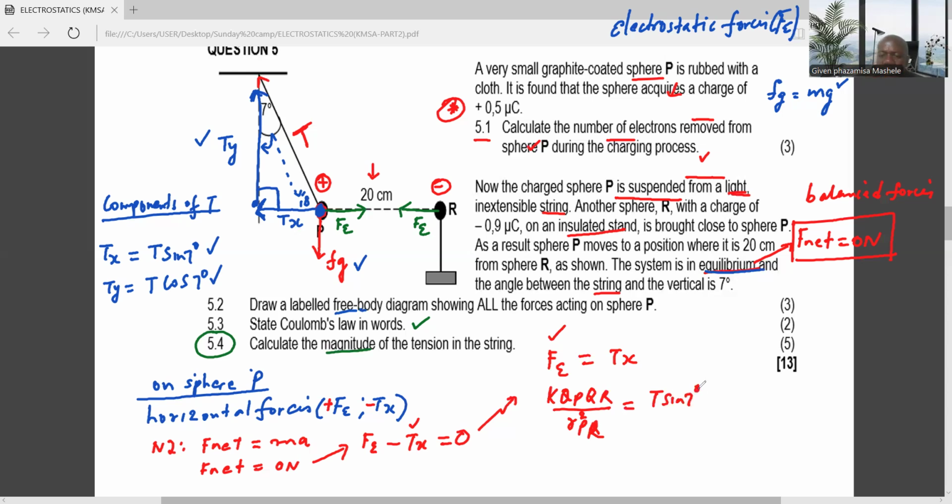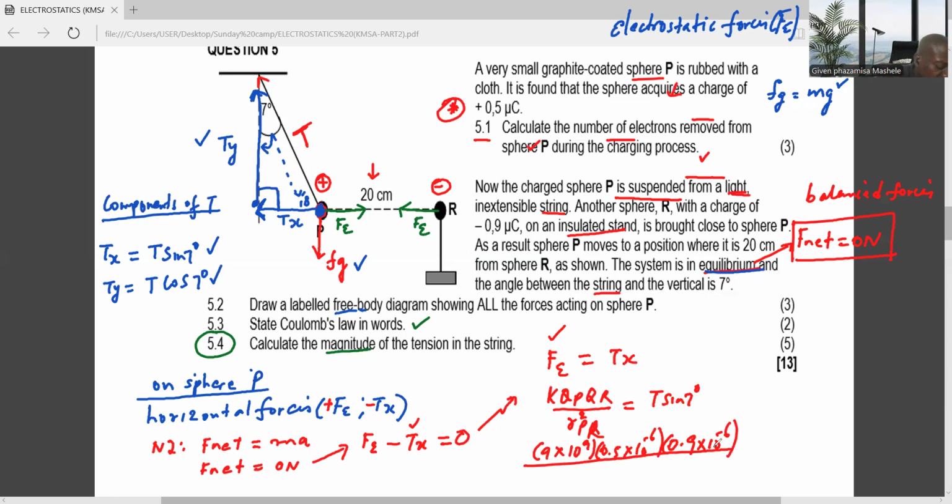So now let's calculate. K is 9 times 10 to the power of 9. The charge P is 0.5 multiplied by 10 to the power minus 6, and the charge R is given as 0.9, so you're not going to use the sign, 0.9 times 10 to the power minus 6. And what is the distance between P and R?